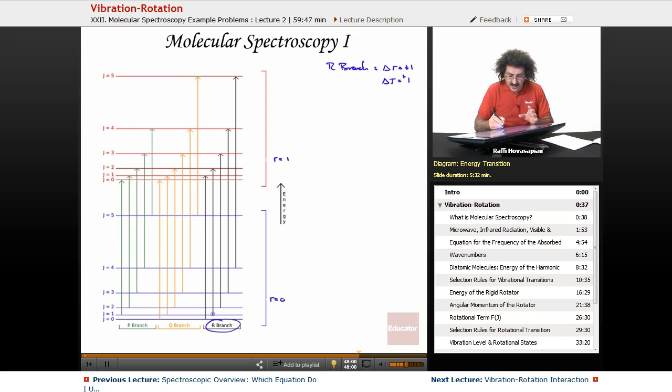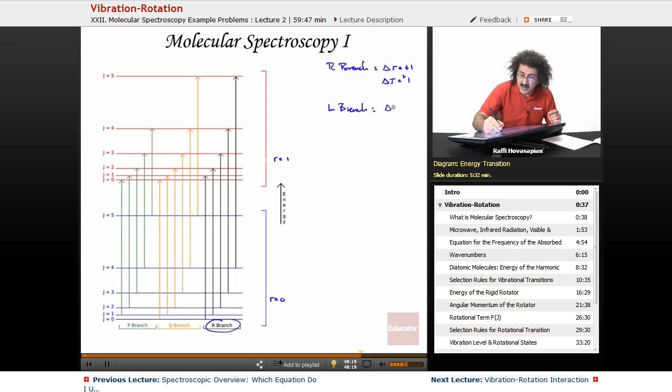The molecules that are in the state of J equals 1 transition to J equals 2. Remember, delta J equals +1. The 2 go up to 3, the 3 go up to 4, the 4 go up to 5. That's the R branch.